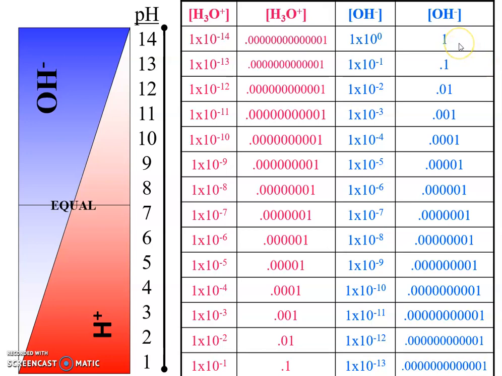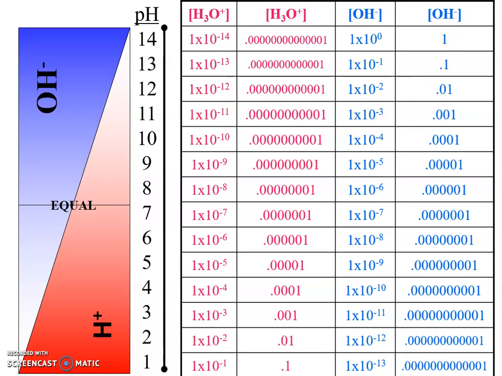The pOH is the negative log of the OH concentration. So again, if this is my H3O, this is my OH. What would I raise 10 to get 1 times 10 to the minus 3, or 0.001? It's minus 3. Get rid of the negative, you got a 3. So notice the pH here is 11. The pOH here is 3. They add up to 14.